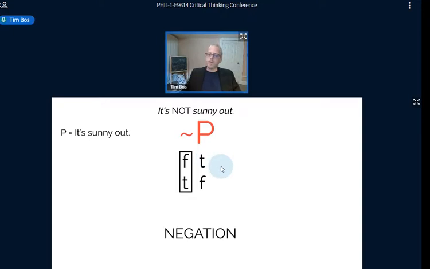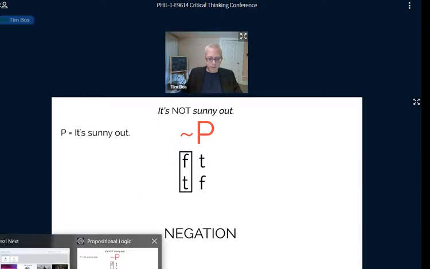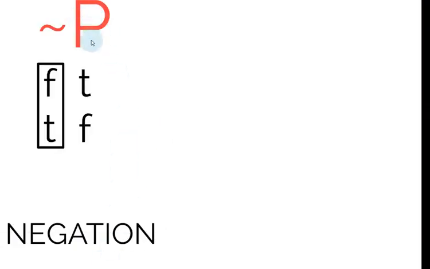Now we're suddenly working with just one coin, right? How many truth values are there for a single statement? Well, they're either true or false, right? So when P is true, then not P is false, right? When P is false, then not P is true. You see that? It just flips the truth value. That's all it does.